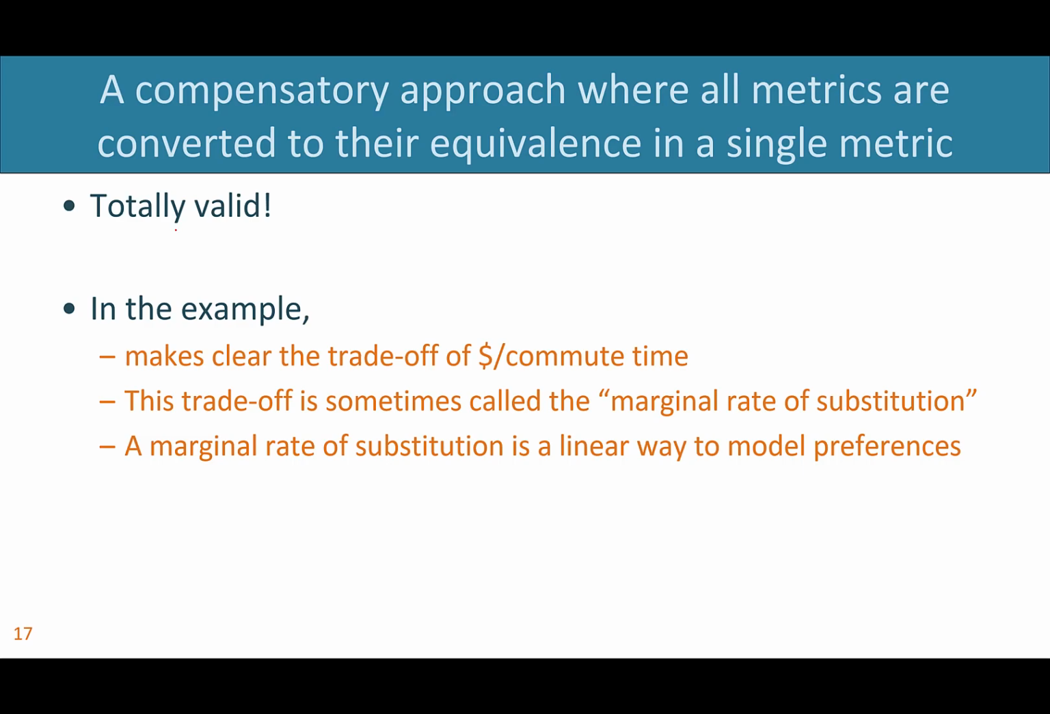This trade-off is called the marginal rate of substitution. Take note of that name. It's going to come back to us in other times because the marginal rate of substitution is just a way to model someone's preferences, how much of one thing they're willing to trade off for another. And as we've done it here, it's a linear way to model preferences. Go back to the graph, and you can see how all of those lines were indeed lines, were linear.